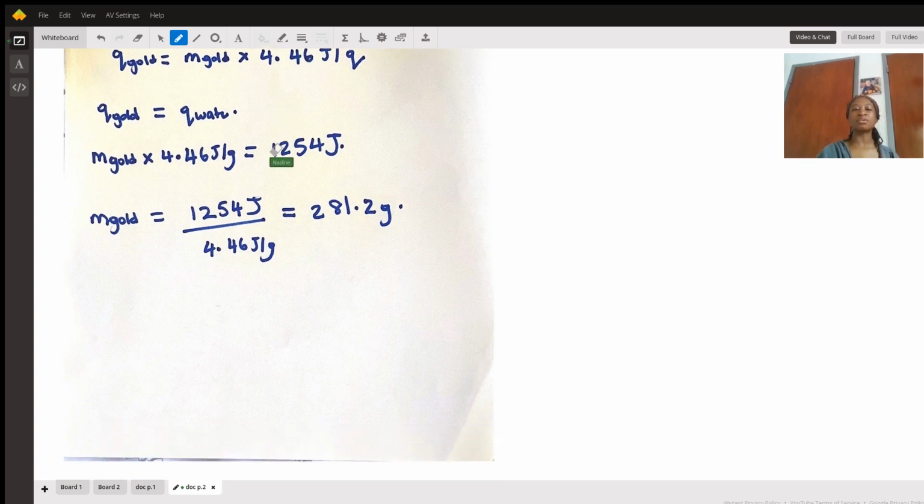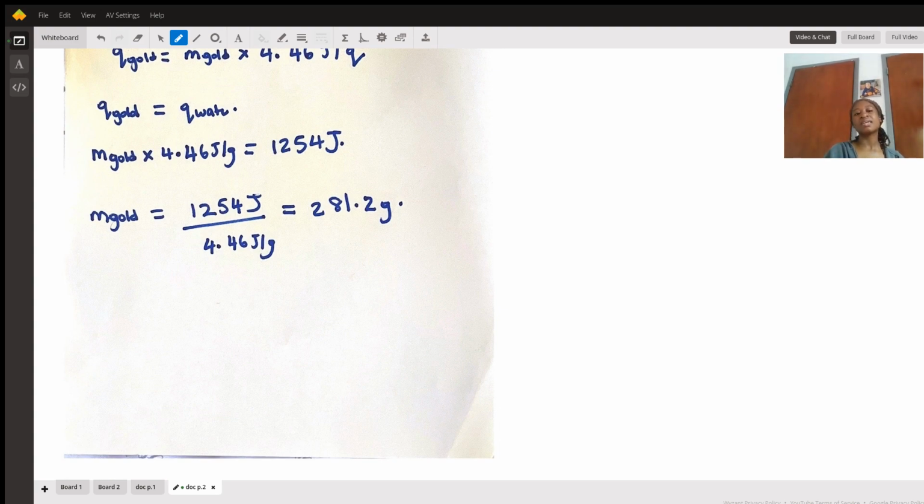One important thing you need to know is that heat loss is always equal to heat gain. What's lost by gold is gained by water. That means that the 1254 that we just calculated was gained by water, and that was the same amount that was lost by gold. So this transfer is very important, because M gold times that 4.46 that I just put upwards there would equal that same 1254 joules.